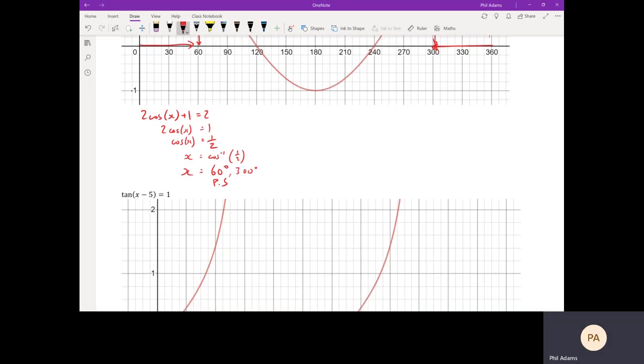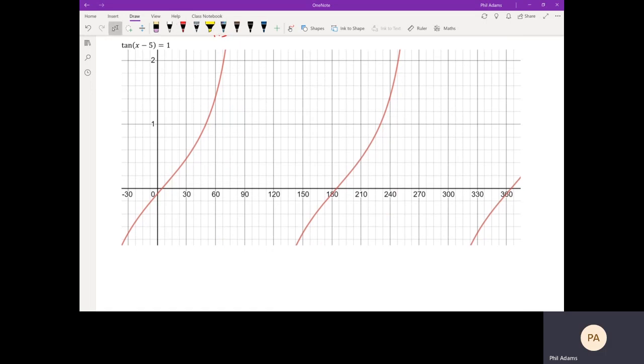Okay. And last one here, this is the tan graph, you can see that's actually been moved sideways 5 degrees. So here, if I was going to solve that one, I would do my inverse of tan. So like so, which means x minus 5 is 45 degrees. Therefore, x is going to be 50 degrees. And if we have a look here, if we go through our line, that is at 50 degrees.